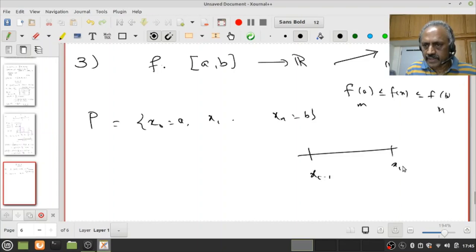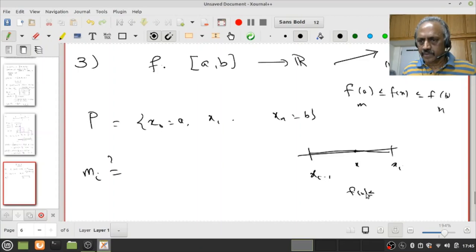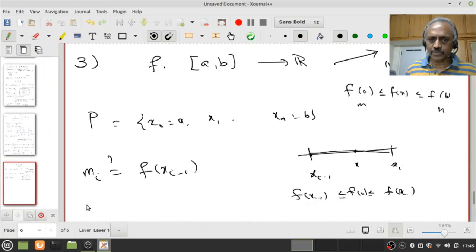The infimum of the function here. Notice that for every x here, f(x) lies between f of xi and is greater than or equal to f of xi minus 1. And f of xi minus 1 is a point of this. Therefore, this is actually f of xi minus 1, and similarly, Mi is f of xi. Are you convinced?